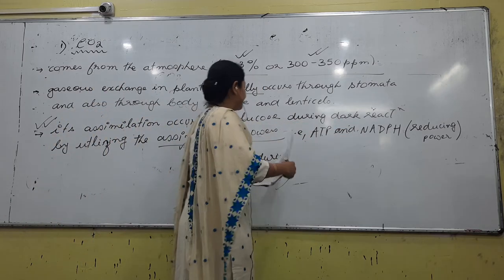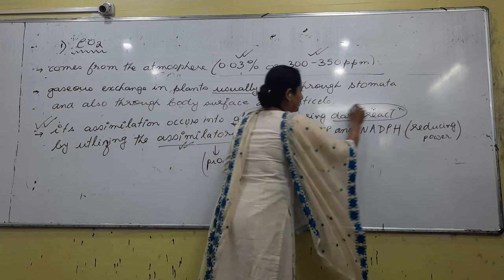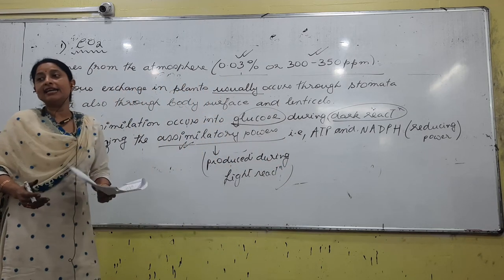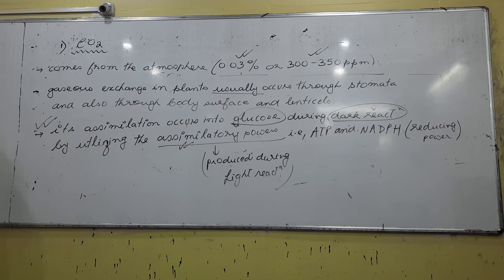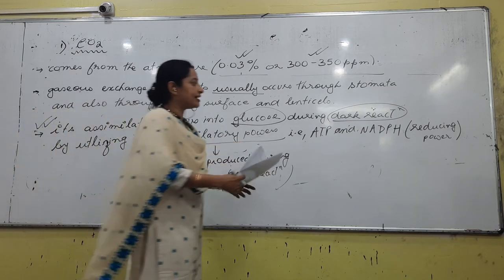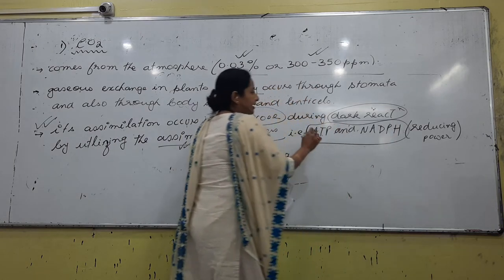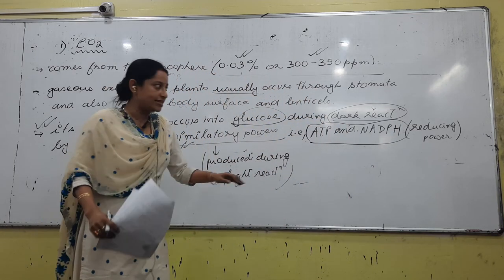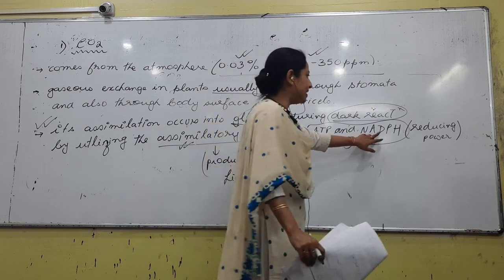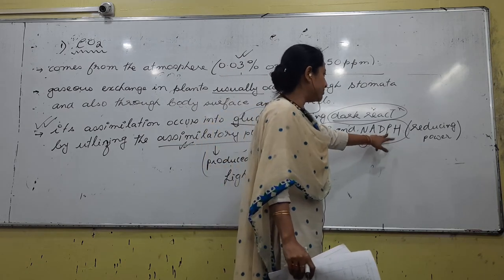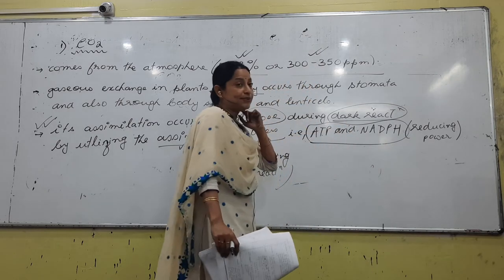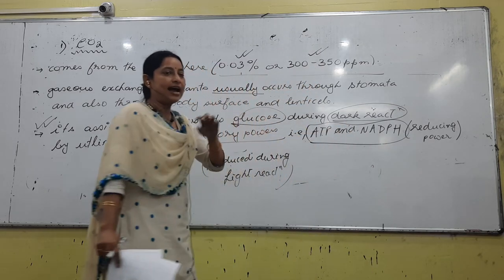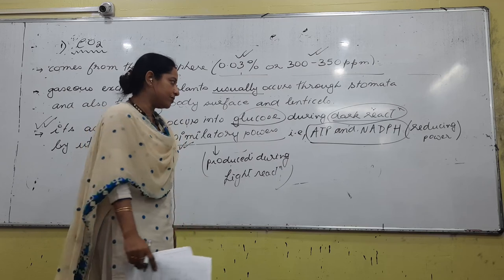During which process? The dark reaction, by utilizing what? The products of light reaction. As far as the products of light reaction are concerned, they are ATP and NADPH, nicotinamide adenine dinucleotide phosphate, NADPH or NADPH2, right? Either it's a reduced form or it is not in reduced form.